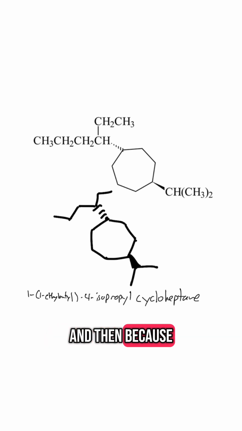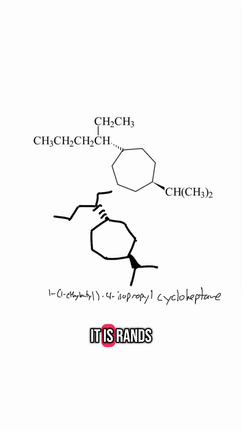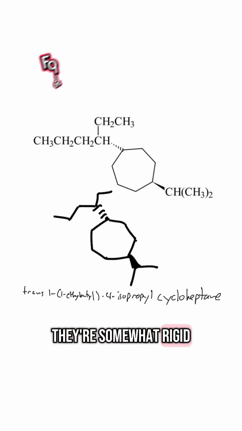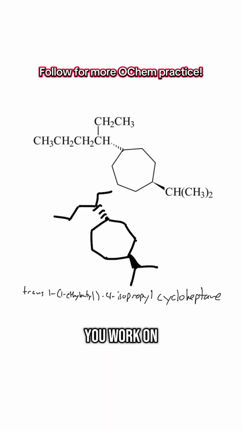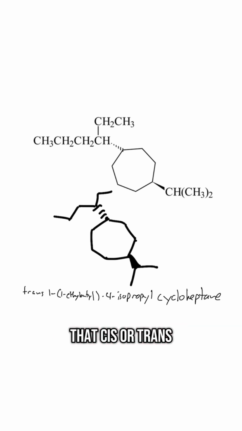And then because notice we have our dash and our wedge here, we have to annotate that. So I'm going to move this over to give some room, and we write that it is trans. And that lets us know that these are facing away from each other. If they're facing the same direction, they would be cis. Remember, when we're on rings, they're locked in place and they're somewhat rigid. And especially when you work on chair conformations in your cyclohexanes, they'll be facing up or down. It's really important to annotate that as cis or trans.